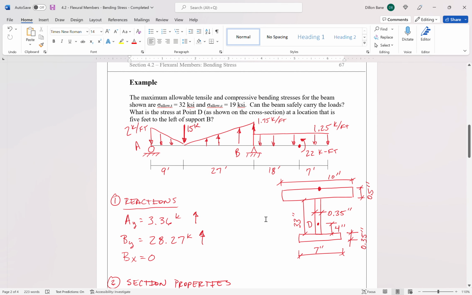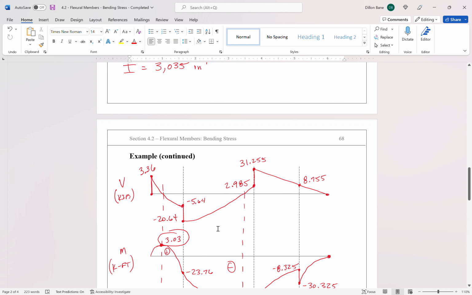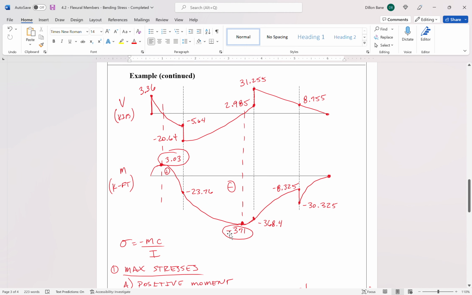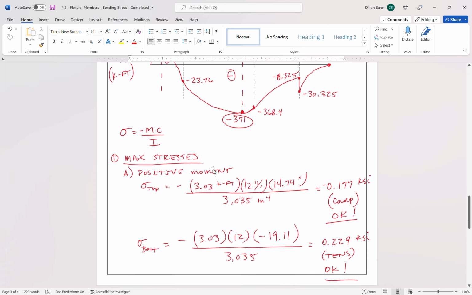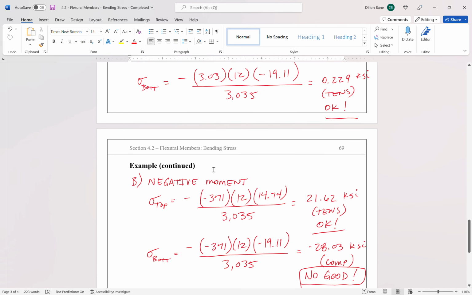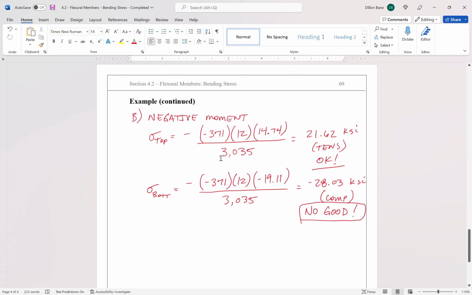The bottom flange is 7 by 0.35 inch, and it is not big enough to handle this negative 371 kip feet maximum negative moment. So for us to get this stress down, we need more inertia, which the best way to do that, we can either make this beam taller or we can make that 7 by 0.35 inch flange bigger, maybe make it like a 10 inch by 0.35 inch flange and get that inertia bigger that way as well. All right, but we have overstressed this beam. So to answer the question that the problem asked, is this beam safe to carry the loads? The answer is no, it's not.